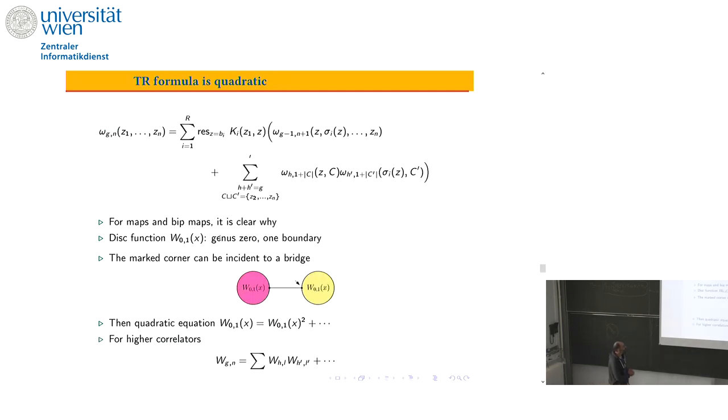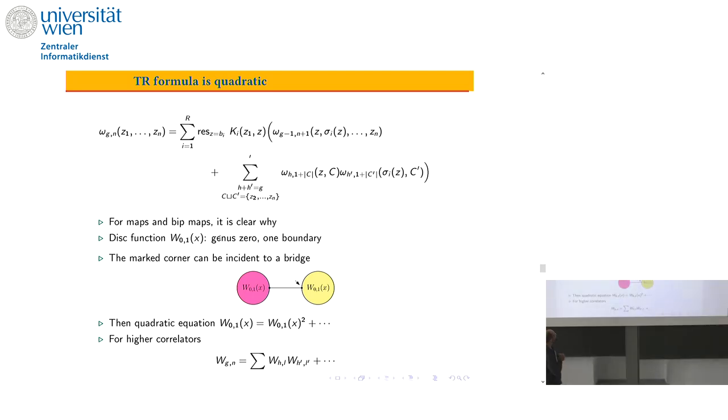Okay, so why is the TR formula quadratic? That will be my question for a few slides. So this is your favorite formula, and it's obviously quadratic. So for maps or bipartite maps, it's quite clear why. If you look at the disk function, omega 0,1, so genus 0, 1 boundary, so disk, and you look at the root, which is the marked corner here, it can be incident either to a bridge, meaning that if I remove that edge, I disconnect, or not a bridge. So in that case, it separates two faces like that, but I don't care about that case. I want to focus on that one, because it gives me an equation that starts like omega 0,1 is something squared, because I can glue any disk function on the two sides, plus some things. So if I go to higher order correlators, I basically linearize that equation and get something that's quadratic and that resembles a lot the TR formula.